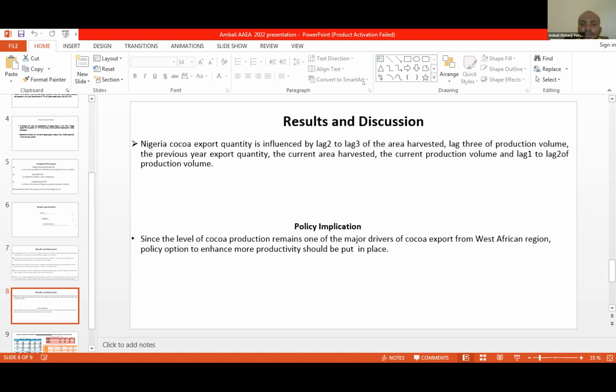Are we together? Yes. Okay. So as a result of this, having looked at all the determinants of cocoa at both regional and country-wise, we found out that the level of cocoa production remains one of the major drivers of cocoa export from West Africa region. Therefore, we make policy options that will enhance more productivity to be put in place. Thank you.